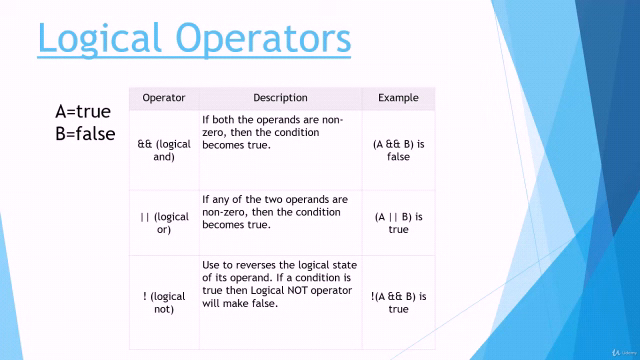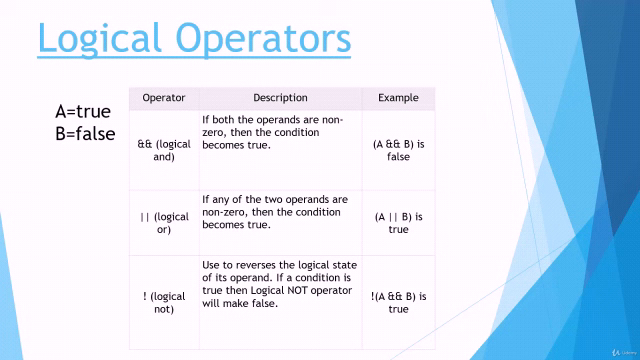If both variables are true, then AND gives you true. And if at least one of them is false, then it is false. And in the OR operator, you can see if at least one of them is true, we will get true. A or B is true if one of them is true.